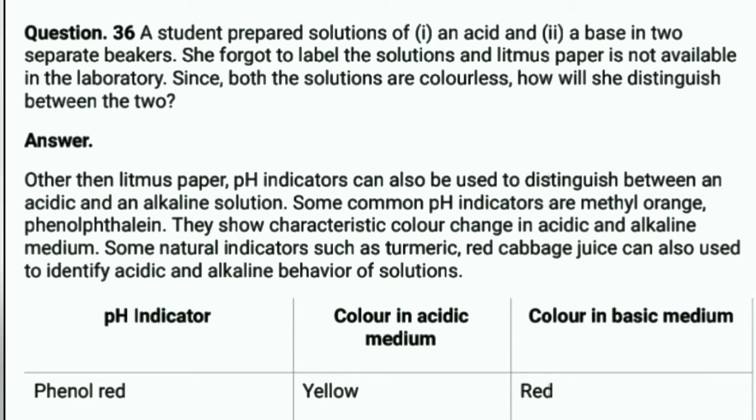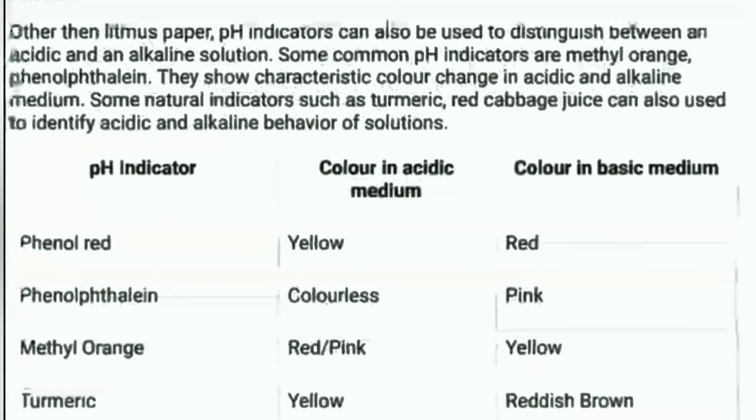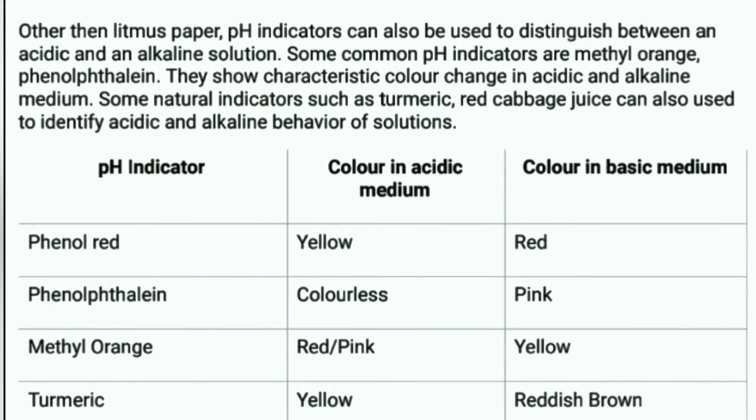pH indicators: phenol red, yellow in acidic medium, red in basic medium; phenolphthalein, colorless in acidic medium, pink in basic medium; methyl orange, pink or red in acidic medium, yellow in basic medium; turmeric, yellow in acidic medium, reddish brown in basic medium; red cabbage juice, red in acidic medium, yellow in basic medium.